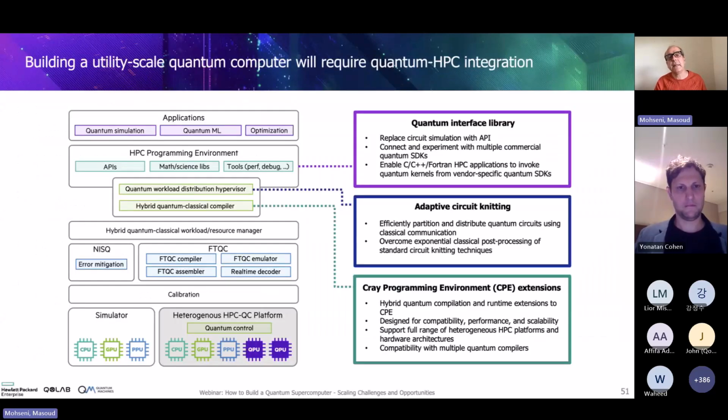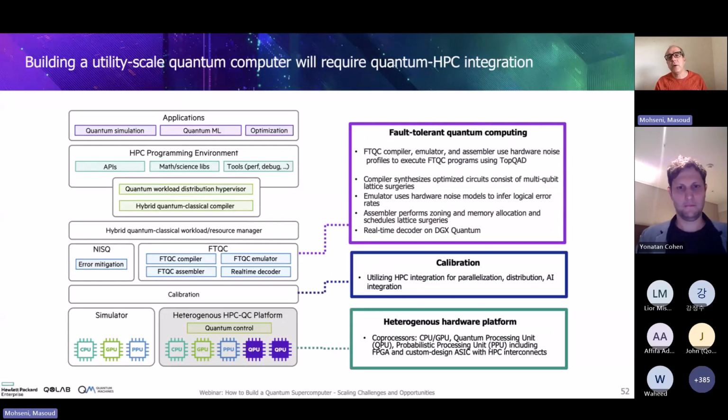So here you can see the connection in this full soft quantum HPC stack. What you see at the top is that your own application could be machine learning, optimization, simulation. And then below that, we have this HPC programming environment. We develop a quantum interface library so that you can easily run various different quantum SDKs, and it supports various different programming languages. Below that would be adaptive circuit knitting that I'm going to discuss later. And we have various different extensions of this Cray programming environment for hybrid quantum-classical computation, which is basically software and hardware agnostic.